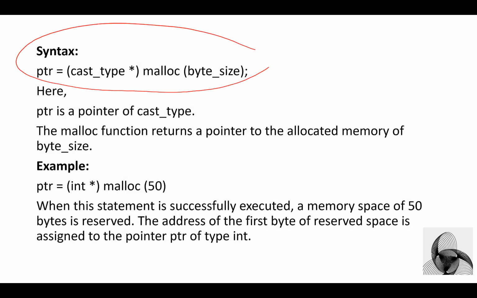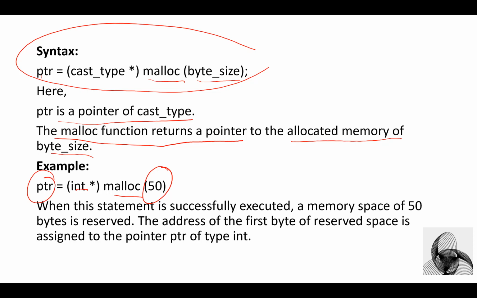The syntax is ptr = (cast type *) malloc(byte size). In this case, ptr is a pointer of cast type. The malloc function returns a pointer to the allocated memory of byte size. For example, ptr = (int *) malloc(50). When this statement is successfully executed, a memory space of 50 bytes is reserved, and the address of the first byte of the reserved space is assigned to the pointer ptr of type int.